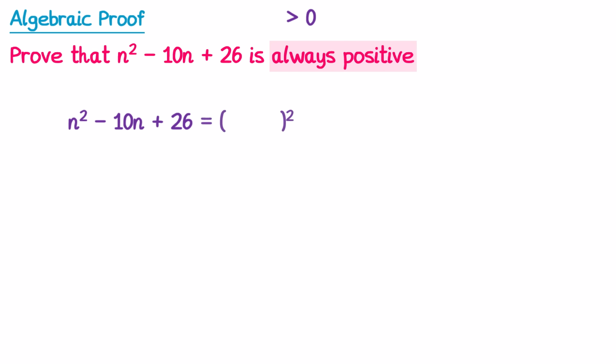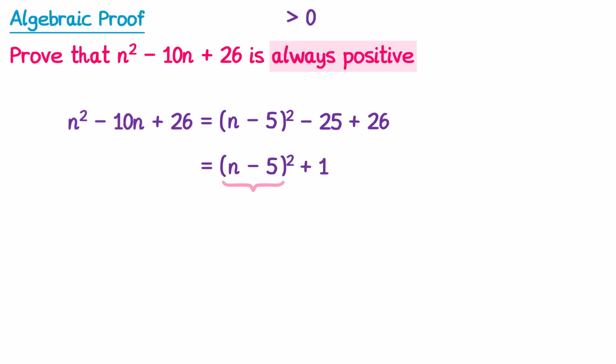So to complete the square on this, we have a bracket squared. We halve the coefficient of n, so -5. We then square that, which is 25, and subtract it, so subtract 25, and then we have this constant term plus 26 at the end. So this is n minus 5 all squared. We can simplify this part, -25 plus 26 is plus 1. Now that this is in the completed square form, we can show it's always positive.